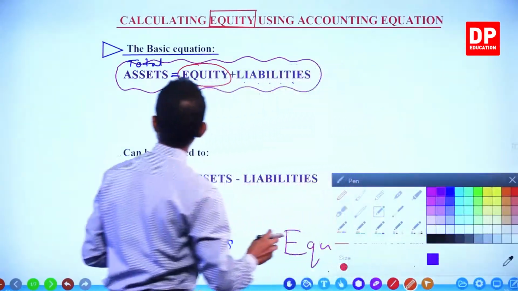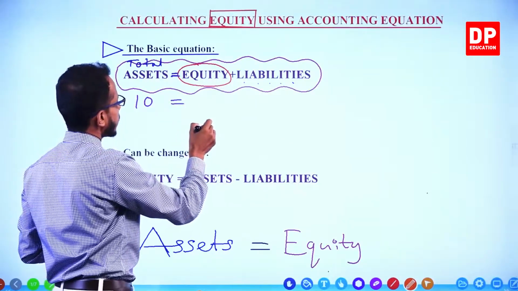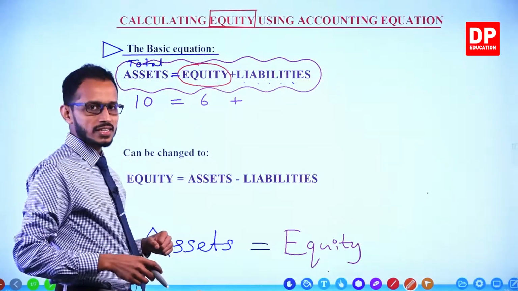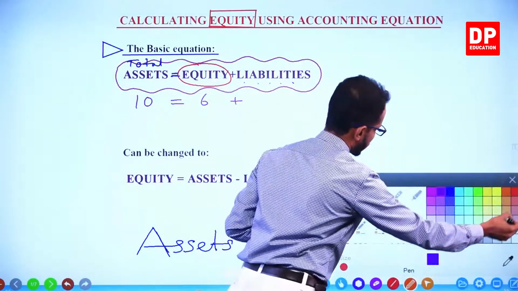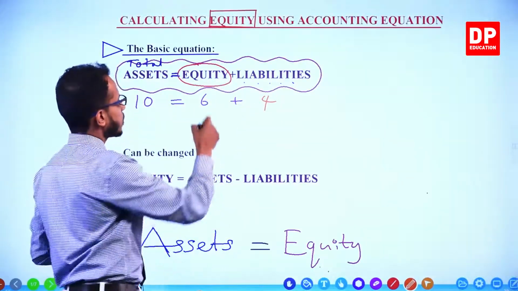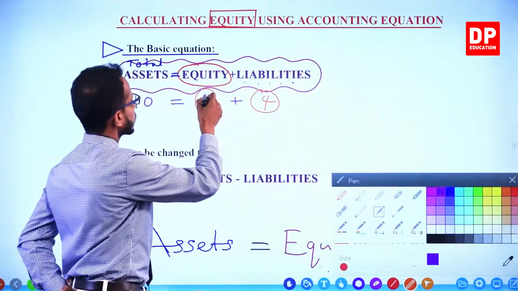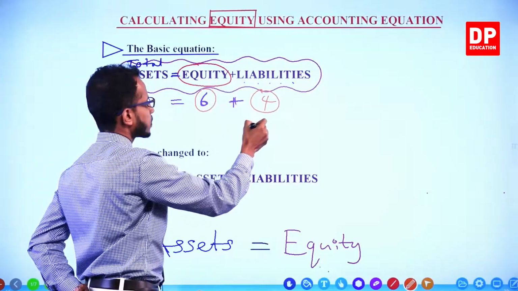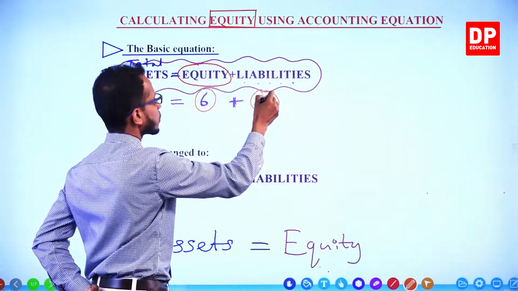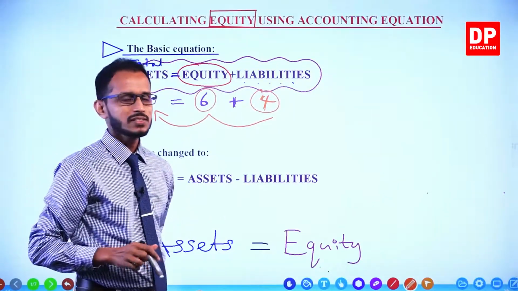Just to remind you, if assets are given as 10 and out of that equity is 6, how much of liabilities must be there? It is such a simple thing. We know that liabilities must be 4. When the equity 6 gets together with the liabilities, it forms the total assets, right? Such simple things.